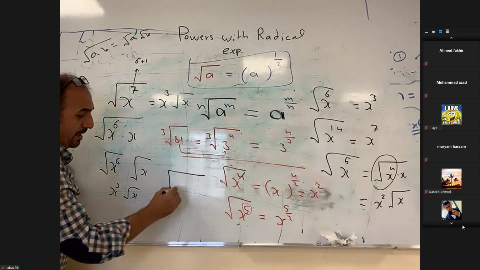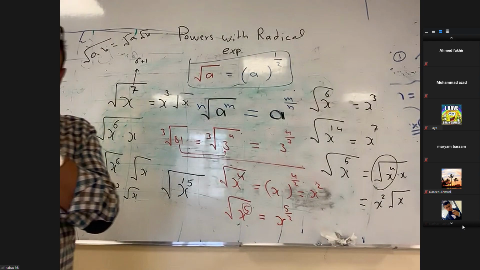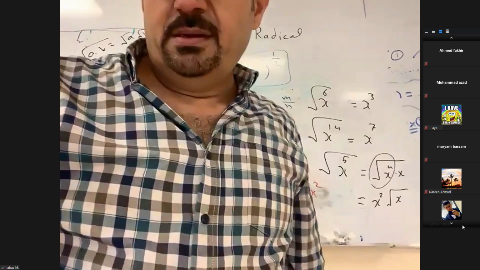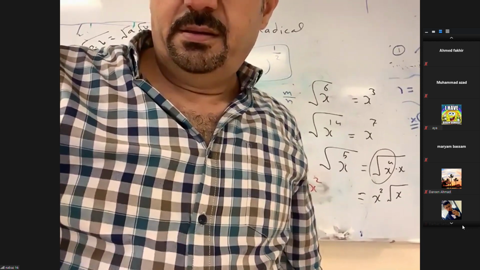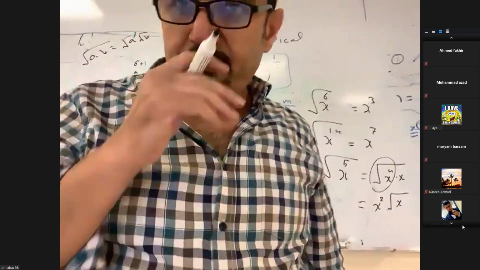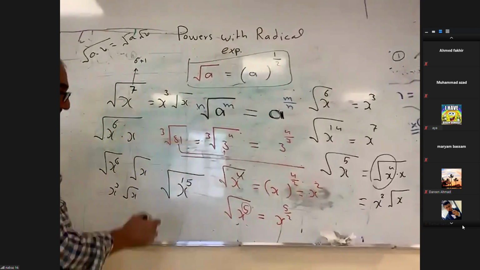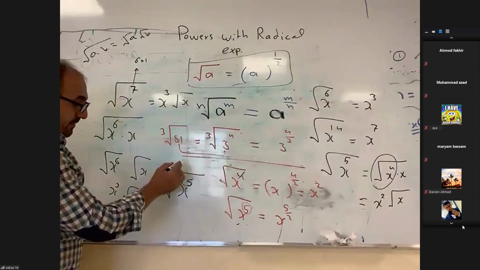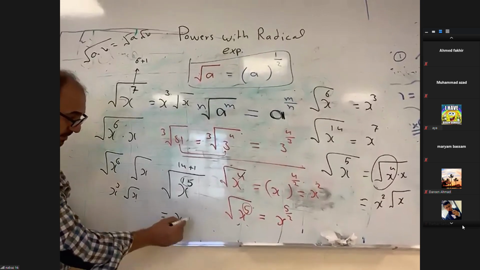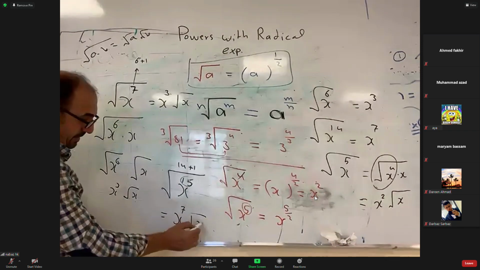How about this one? Tell me. X to the power 15. It will be 14 plus 1, and the square root of x to the power 14 will be x to the power 7. So x to the power 7 and the square root of x.